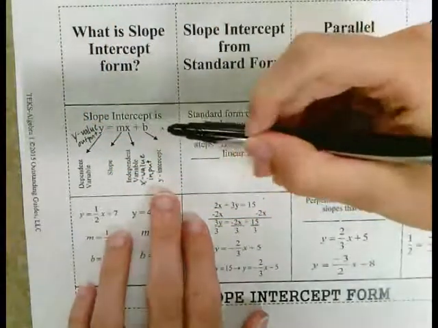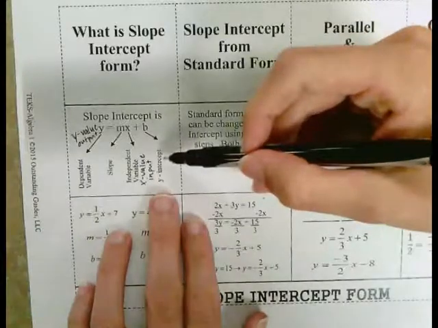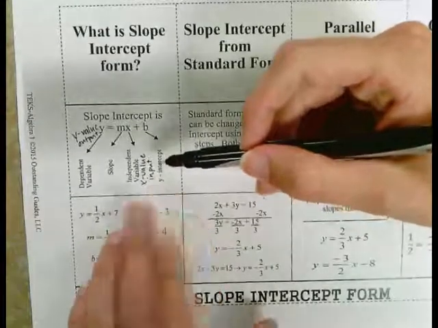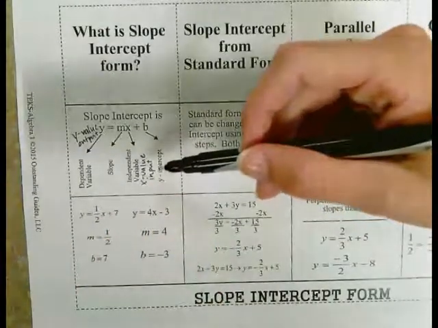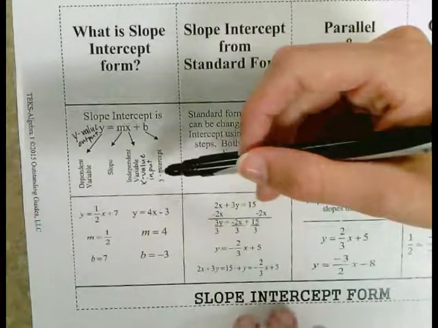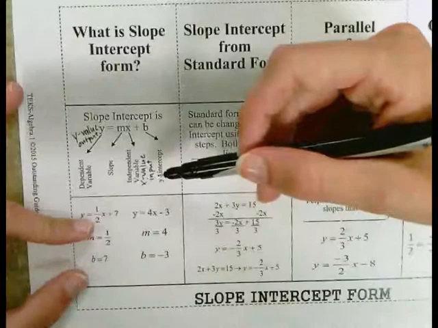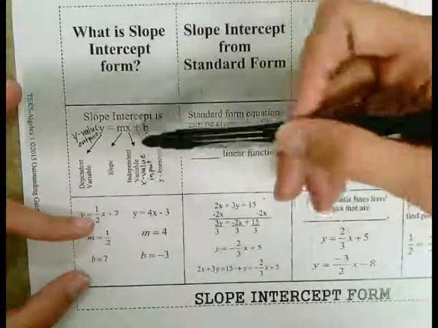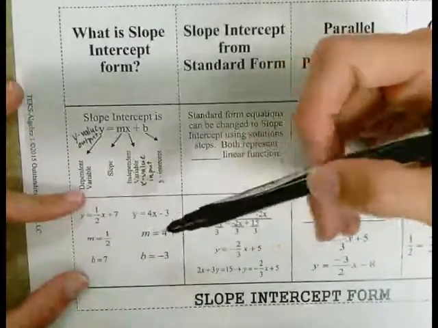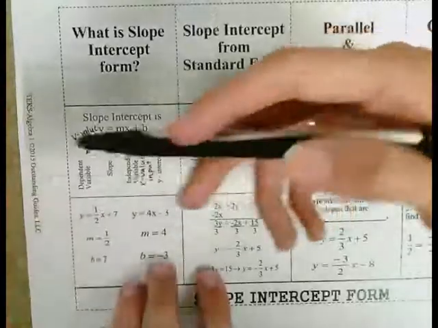This plus b, this is your y-intercept. Now you have to think about, what is a y-intercept? Well, a y-intercept is where it crosses the y-axis. So one of the things that you need to be able to do is to be able to identify the pieces of slope-intercept form given an equation.